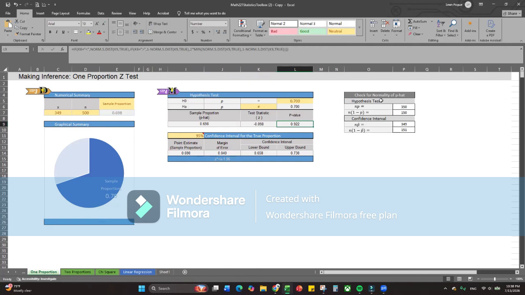Within the spreadsheet, we can also check for the normality of p-hat. Within there, we can see if we meet the requirements to do a one proportion z-test. As you can see, we did reach both requirements for the confidence interval and the hypothesis test, and that being that we were greater than 10.